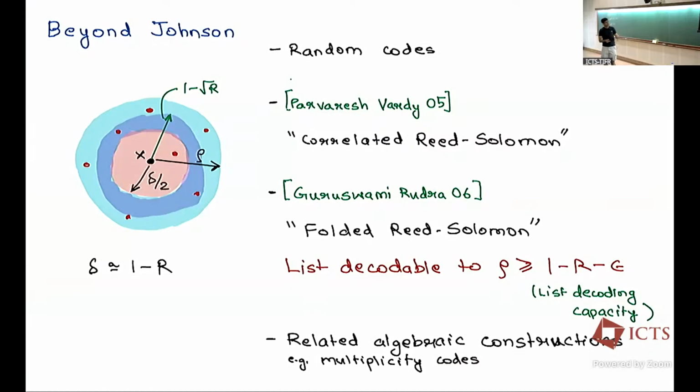I should also say there are other related algebraic constructions later, called multiplicity codes and so on. I'll not talk about them. Just for this overview, I'll stick to folded Reed-Solomon codes, with apologies to some of the people who I might not be citing. Okay, so now we know the best possible radius.